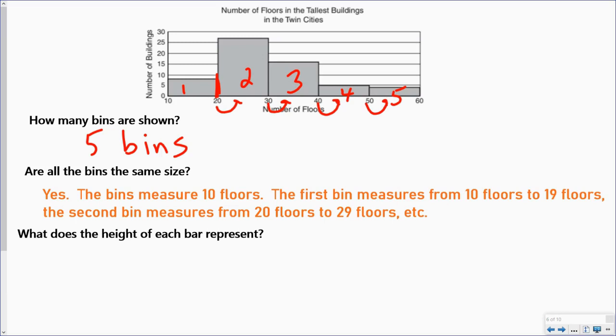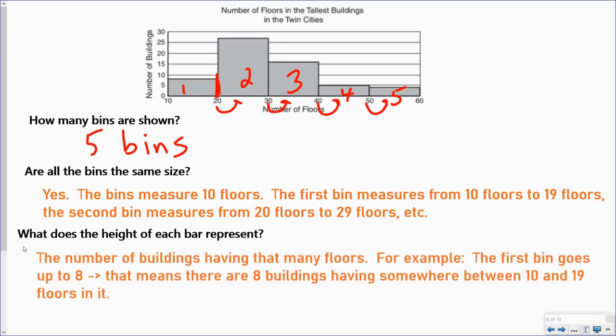What does the height of each bar represent? Well, the height of each bar represents the number of buildings having that many floors. For example, the first bin goes up to 8, so it goes up to right here, and that means that there are 8 buildings that have somewhere between 10 and 19 floors in it. And the second one goes up here to 26. So that means there are 26 buildings that have somewhere between 20 and 29 floors in it.